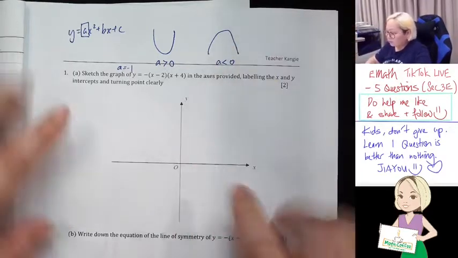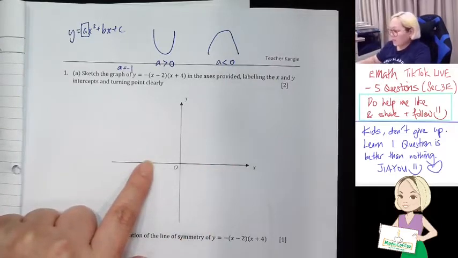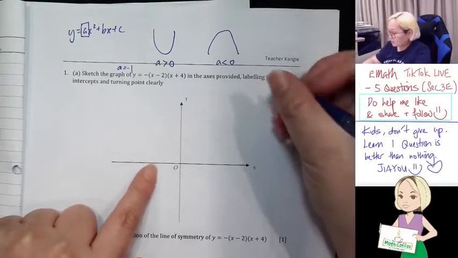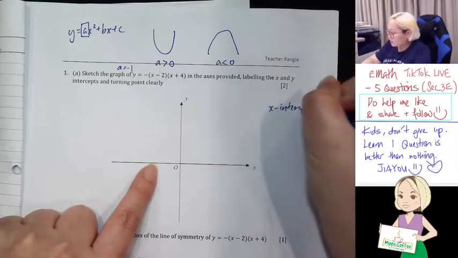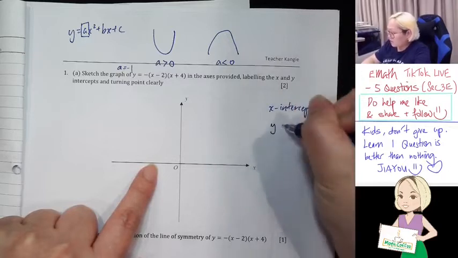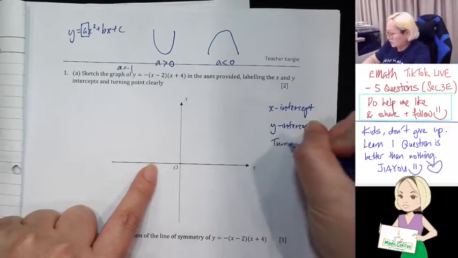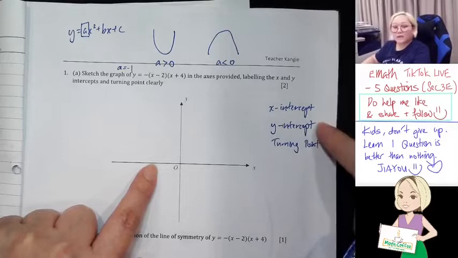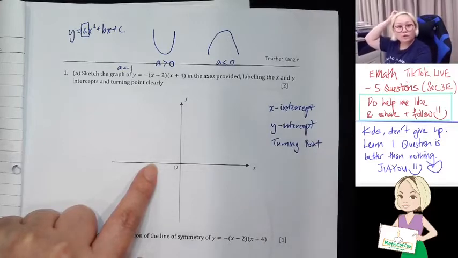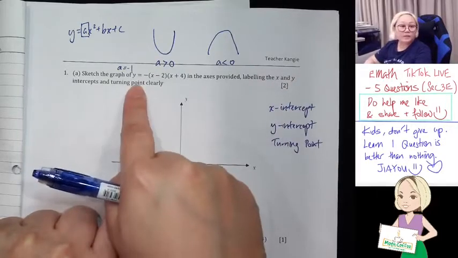Next, the critical points that you need to find are the x-intercepts, the y-intercept, and the turning point. Yes, Minecraft, you're right, it becomes linear. So these are the important points that you need to plot out. And they also state here, label the x and y-intercept and the turning point clearly.